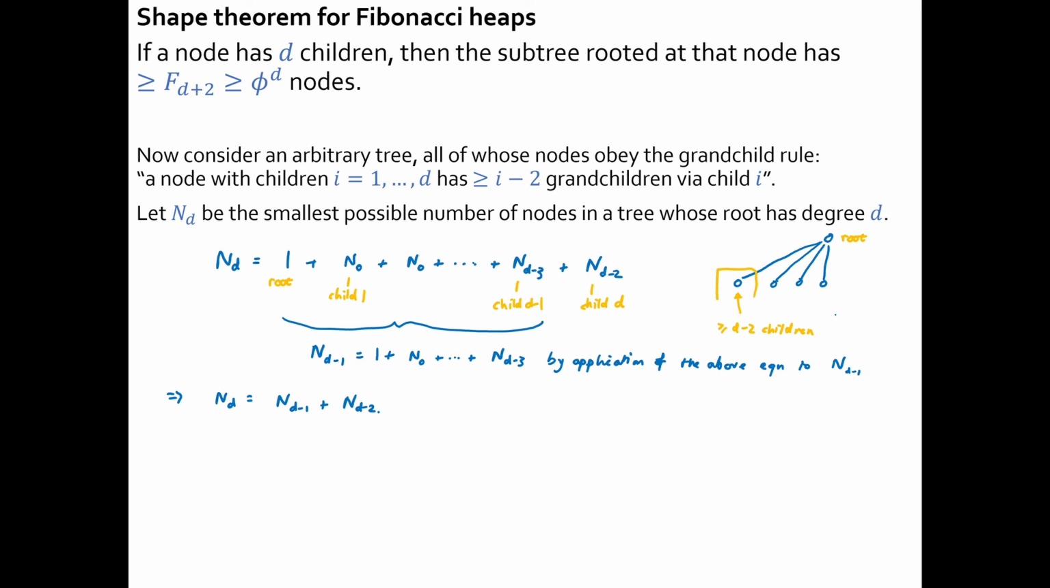It's a recursion, so we'd better state what the initial boundary conditions are. n0 is the smallest possible number of nodes in a tree whose root has degree 0, so that's obviously 1. n1 is the smallest number of nodes in a tree whose root has degree 1 and satisfies the grandchild rule. This comes out to be 2. It's just the tree whose root has one child. And then for the rest, we can just apply the recursion. n2 is 3, n3 equals 5. If we compare this to the Fibonacci numbers, f1 is equal to 1, f2 is equal to 1, f3 is equal to 2, f4 is equal to 3, and so on. So when we put these two together, we see that nd is equal to fd+2.